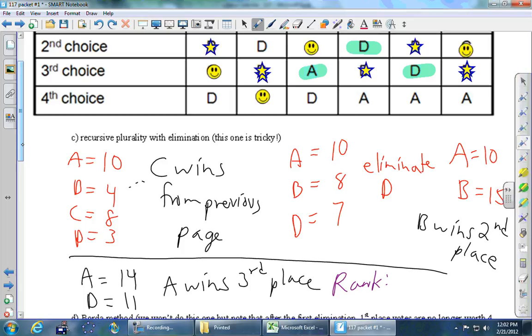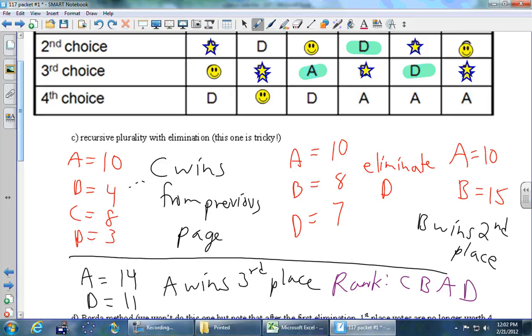So let's write the ranking. Who's first? C, and then B, and then A, and then D.